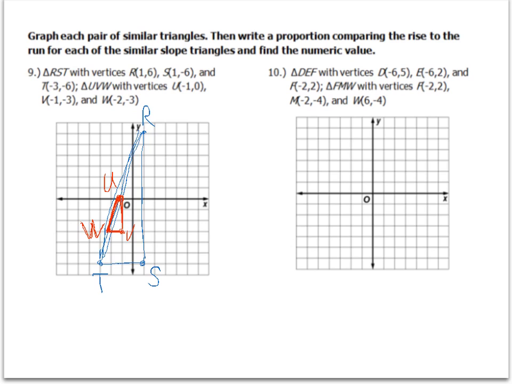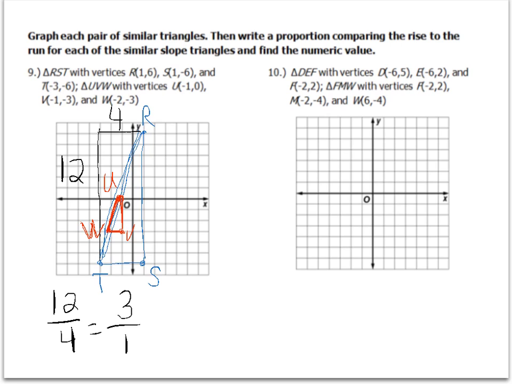And so the slope is the rise over the run, and the rise from T to R is 1, 2, 3, 4, 5, 6, 7, 8, 9, 10, 11, 12. So up 12 and over 1, 2, 3, 4. So I have 12 over 4 is the same as 3 over 1.